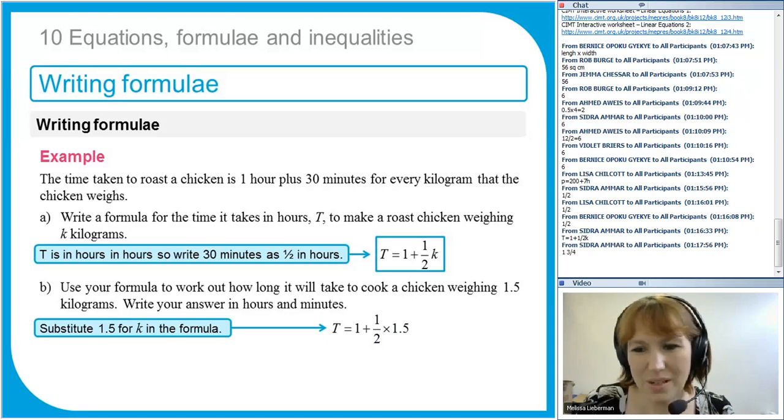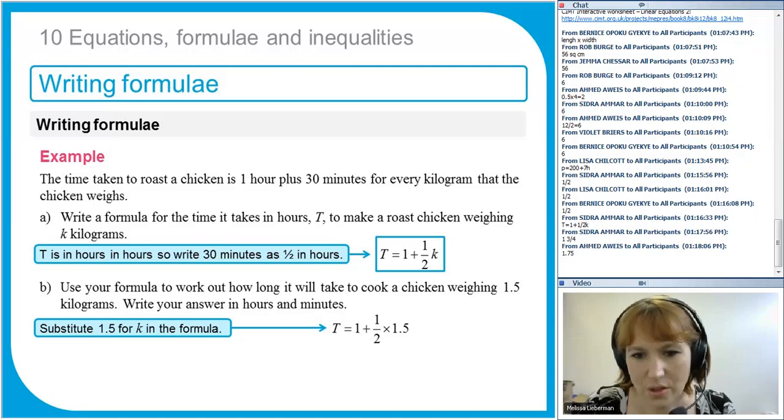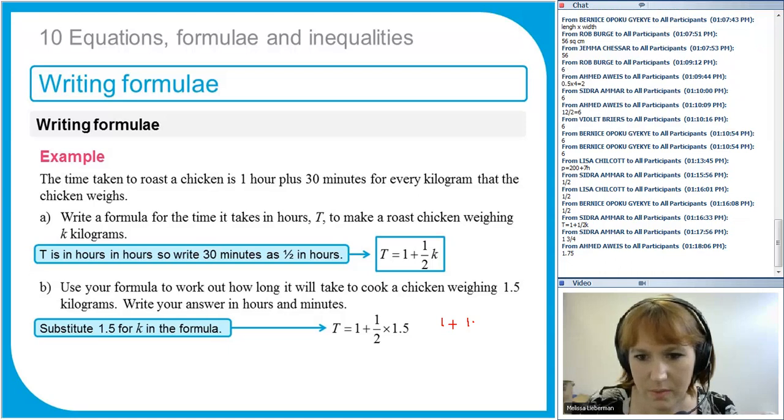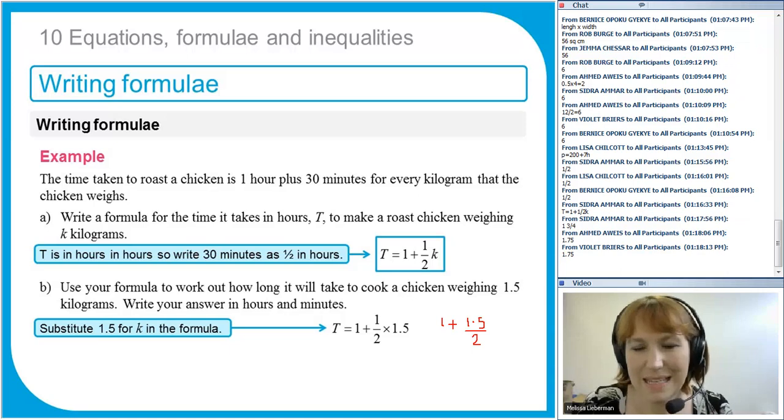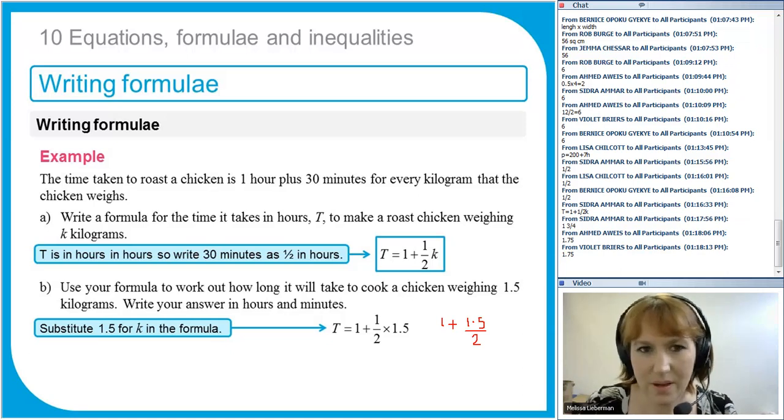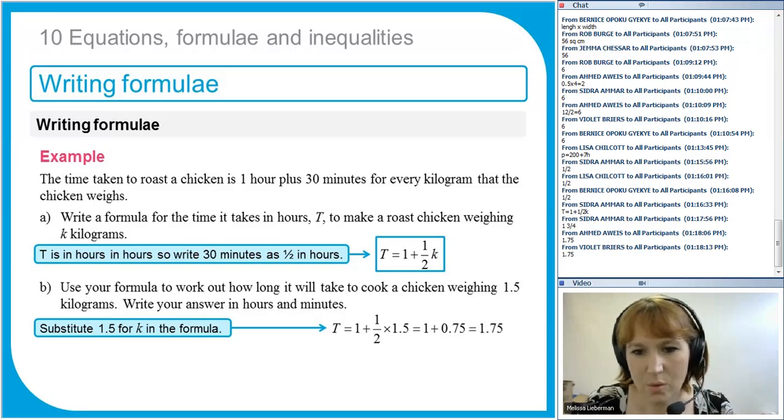Yeah, I know. I think I know what you're doing. Or you just use a calculator. So you could think of it like this: 1 plus 1.5 divided by 2. Half of 1.5 is 0.75 because half of 15 is 7.5. So it's 1 plus 0.75. Does that make sense? If you're not sure, you can use a calculator. So T is equal to 1.75. Remember that means the same as 1 3/4.